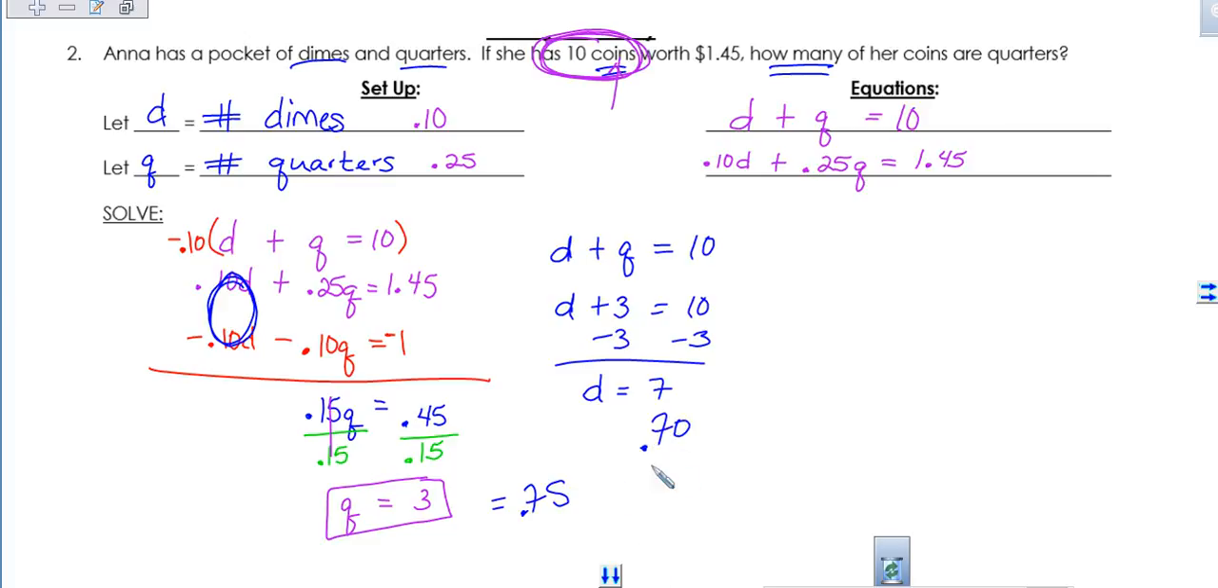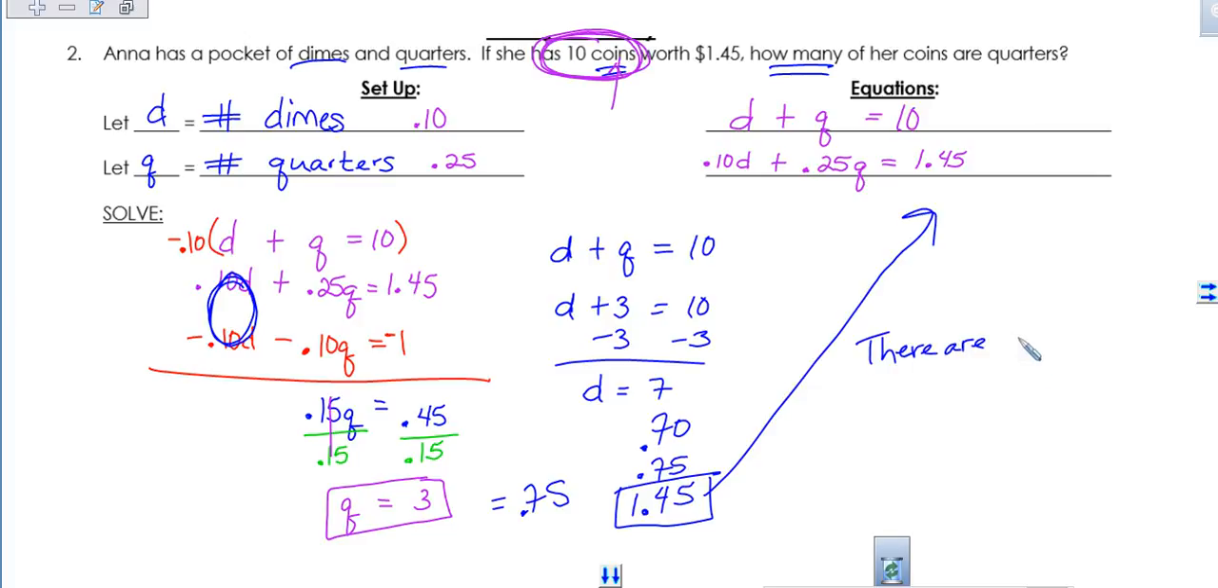So then you do 0.75 plus 0.70, okay? And so I'll just put it under here. We'll do it like that. So you get 5 plus 0 is 5, and then you should get 14. Bring down your decimal. So it does check, and so we get there are 3 quarters.